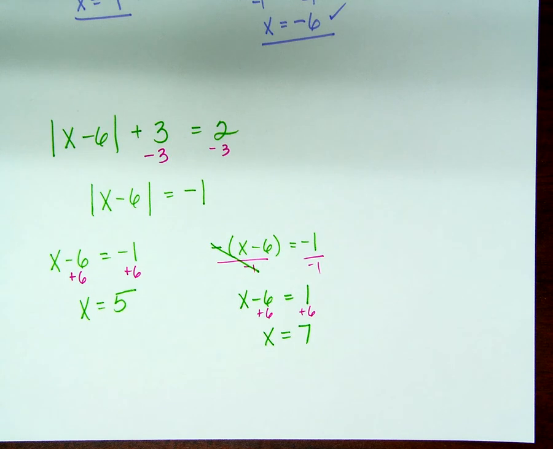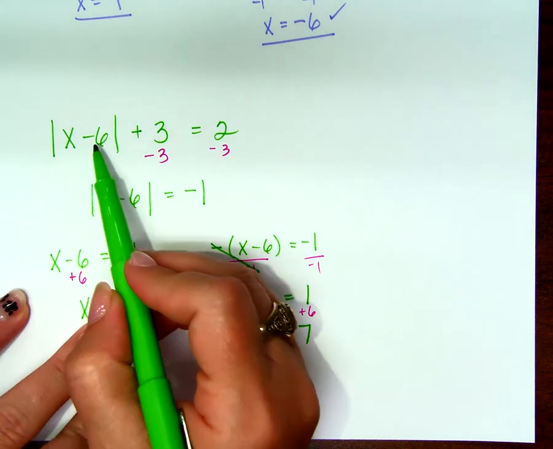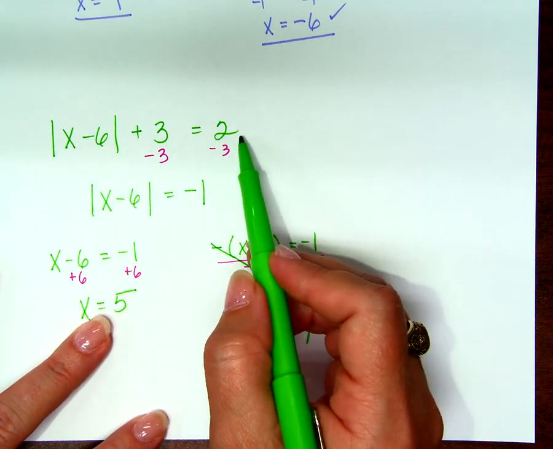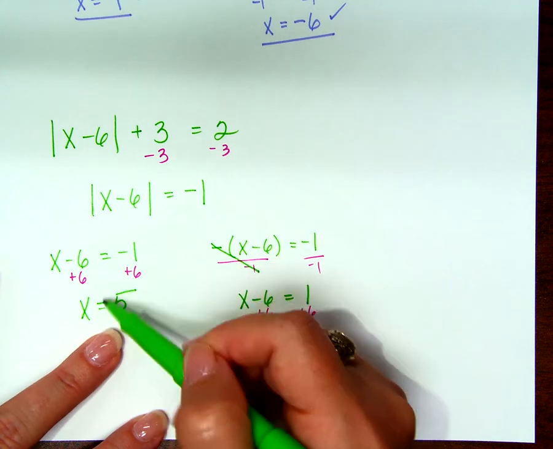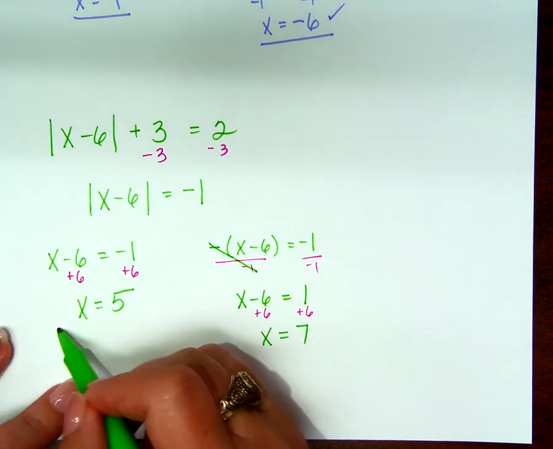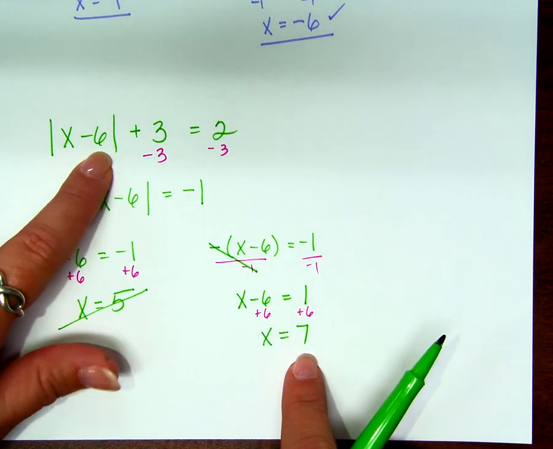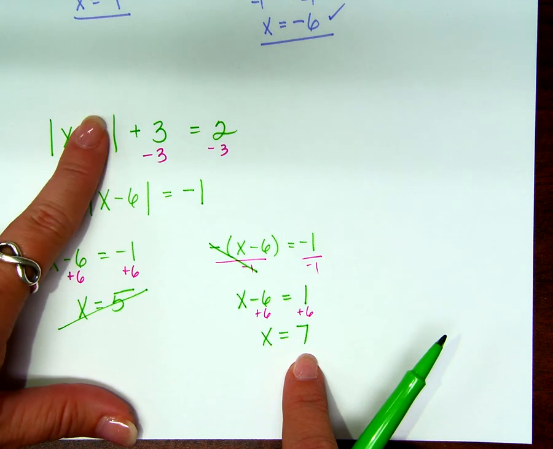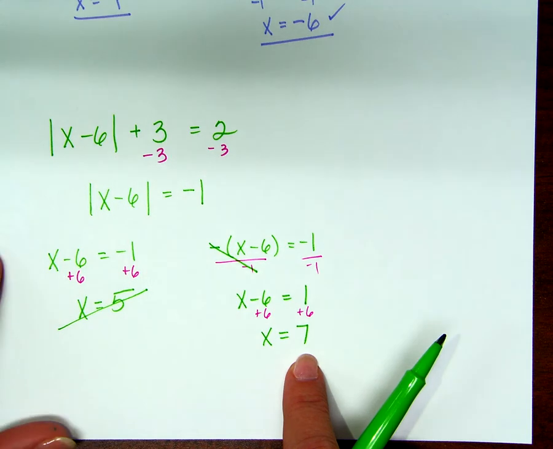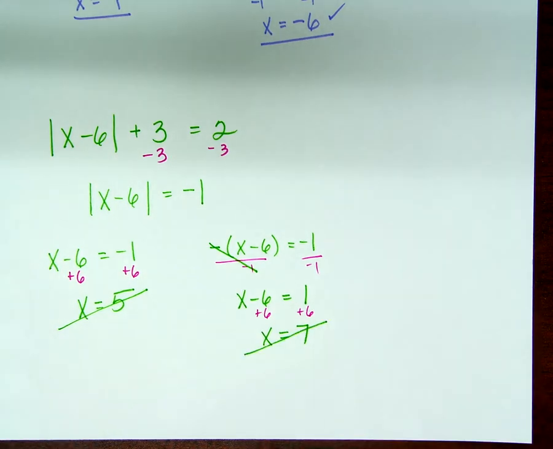And now? Check it. 5 minus 6, absolute value of negative 1, is 1. 1 plus 3 is 2. Did I mess up? Okay, so maybe just not that one. All right, 7. 7 minus 6 is 1. Absolute value of 1. 1 plus 3 is 4, not 2. So let me give you a hint. It doesn't work. That's not really a hint, that's just repeating what you said. Here, let me give you a hint for real.